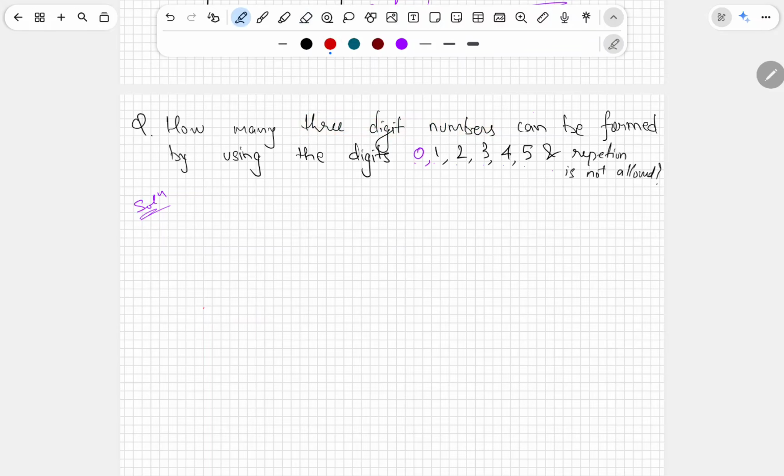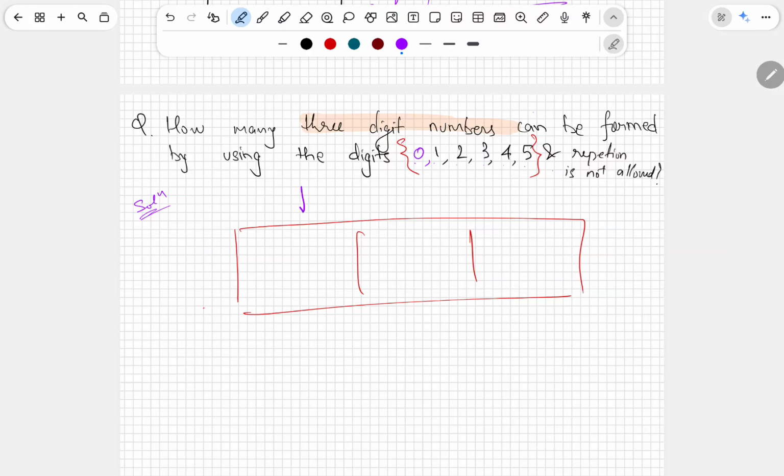Okay, let's begin. The question is saying how many 3-digit numbers. So we have to create 3-digit numbers. How many 3-digit numbers can be formed by using the digits 0, 1, 2, 3, 4, 5, repetition is not allowed. Now let's first talk about the first place. If I'm talking about the first place, how many choices do I have? I can put 1, I can put 2, I can put 3, I can put 4, I can put 5. I only have 5 choices. So I'm writing number of choices. I have 5 choices for the first place.